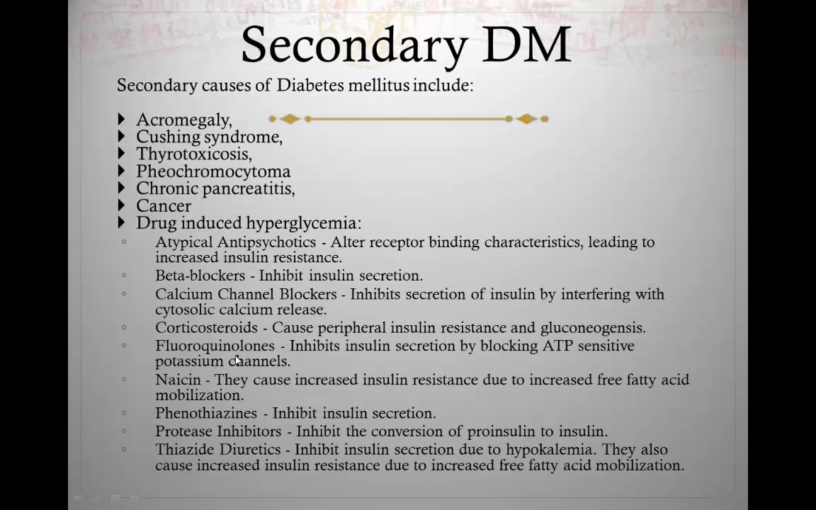Other drugs that could induce hyperglycemia include antipsychotics and beta blockers. Remember that beta blockers do not produce hyperglycemia, but they mask the signs and symptoms of hypoglycemia and also inhibit insulin secretion. Calcium channel blockers, corticosteroids, and fluoroquinolones also inhibit insulin secretion. Niacin produces insulin resistance, and that's used for hyperlipidemia. Phenothiazines, for patients with bipolar disorder or psychiatric events, inhibit insulin secretion as well. Protease inhibitors cause insulin resistance. Thiazide diuretics cause insulin inhibition due to hypokalemia and free fatty acid mobilization.